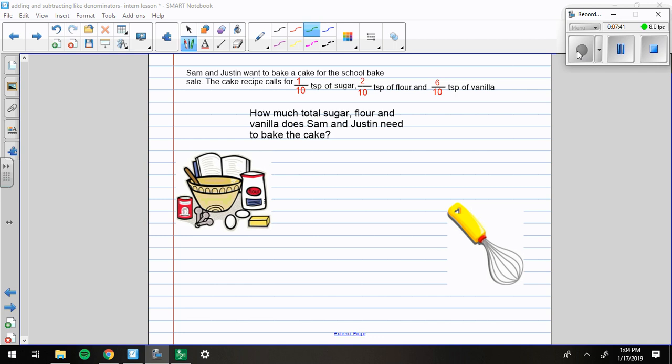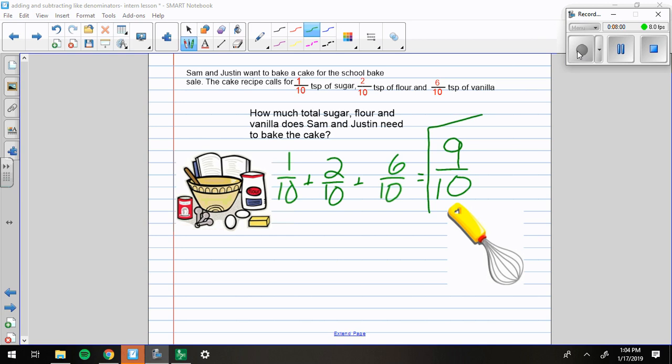What do we have to do? Of course, we have to add: 1/10 plus 2/10 plus 6/10 equals, adding up my numerators because my denominator stays the same. 1 plus 2 is 3, plus 6 is 9. And is that in simplest form? You bet your bottom dollar it is: 9/10 of a teaspoon in total.